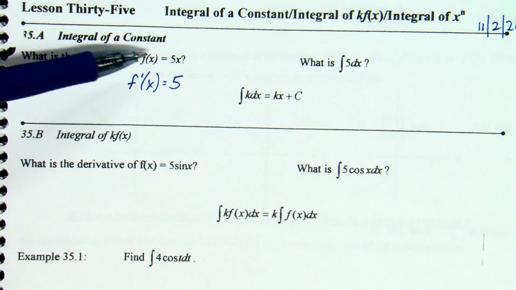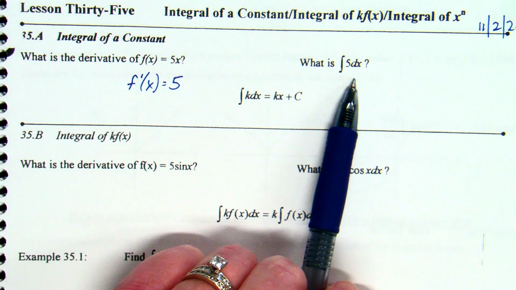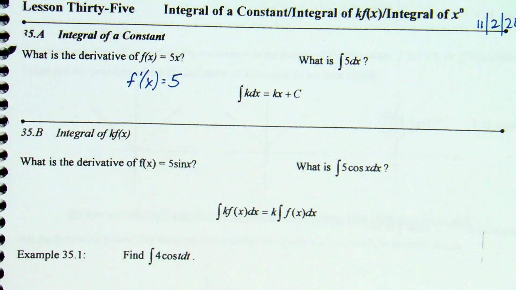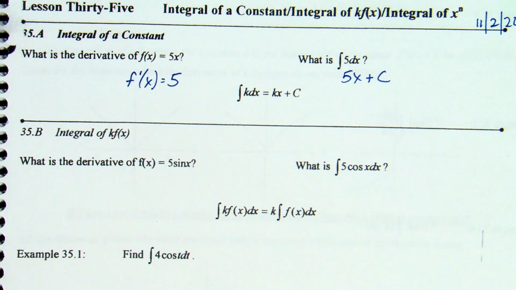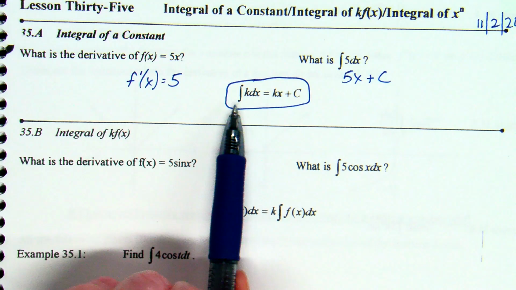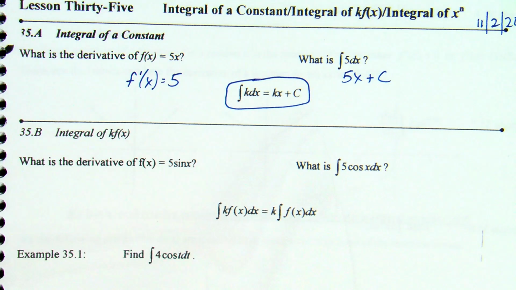So if the derivative of 5x is 5, what is the integral of 5 dx? 5x plus c. The idea here is that if you have just a constant, no variable, so just the constant of 5, when we do the integral or antiderivative, you basically add an x on, so it's 5x. And as with any integral you ever give, 5x plus c. Okay, so that's the rule we're looking at there. So what this is saying is the integral of any constant k is going to be k times x plus c. I would like to think that's kind of self-explanatory at this point, just based on what we know about derivatives and antiderivatives. So, questions there?